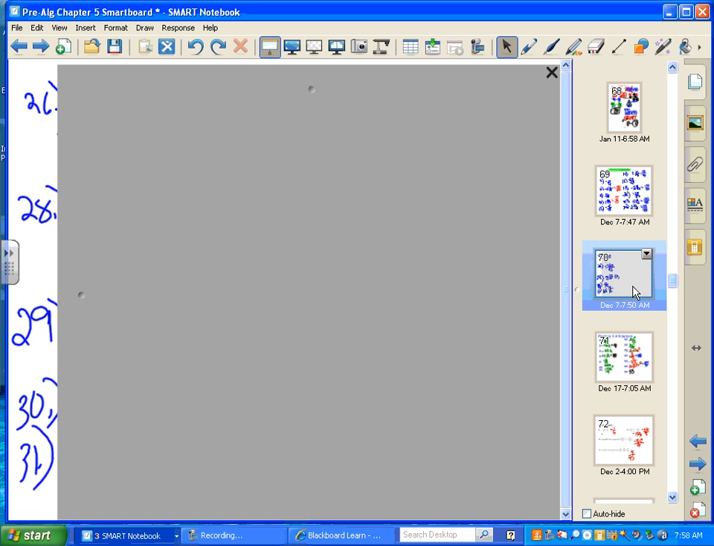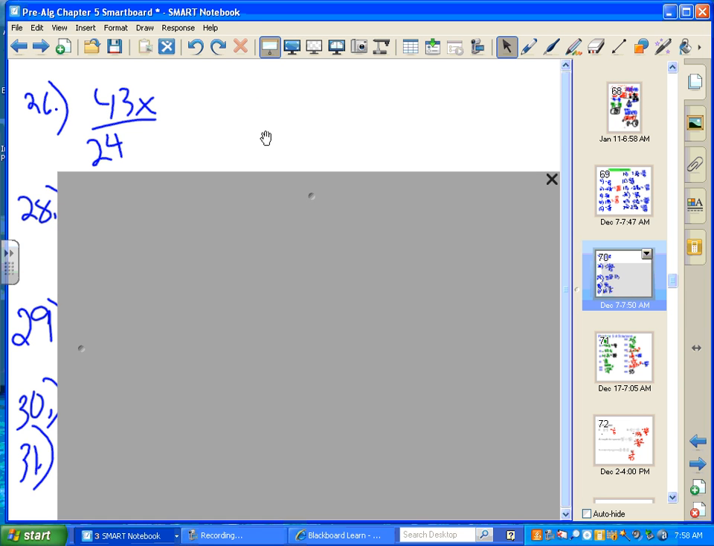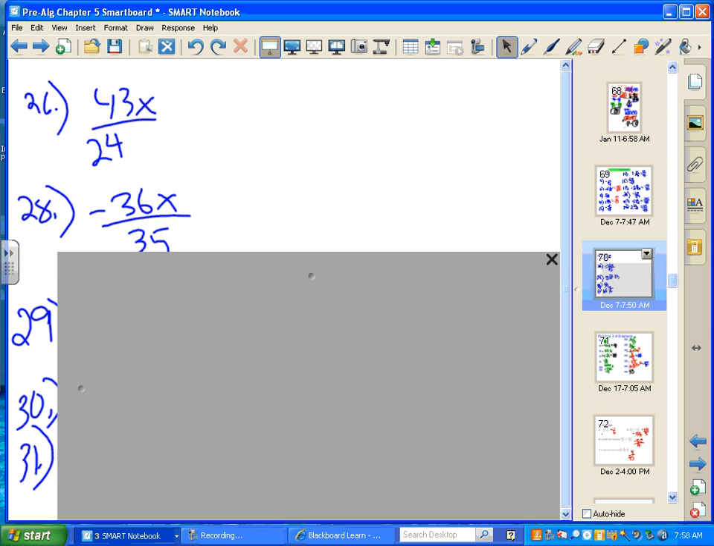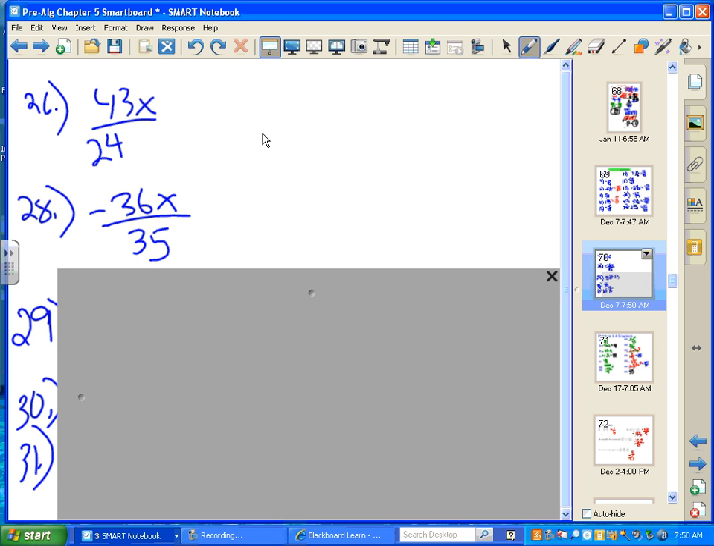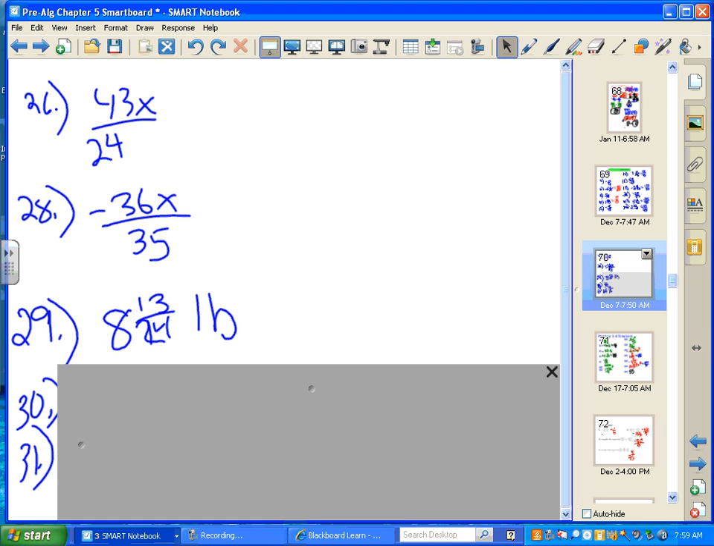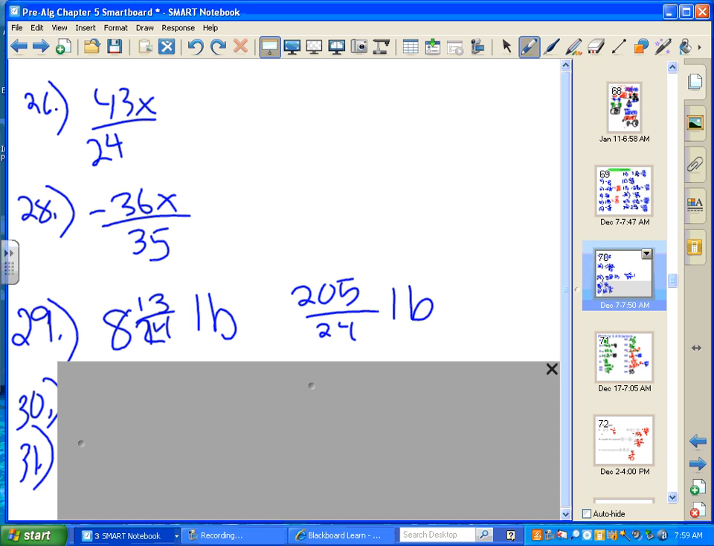Okay, 26. Awesome. 43x over 24. Annalise, 28. Awesome. Emma H, number 29. Good. So, whoops, put this down here. So it's 8 and 13 over 24 pounds. You could also have 205 over 24 pounds. Same thing. Emma M, 30.